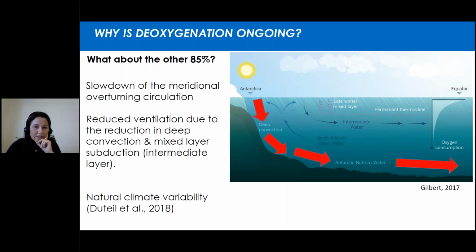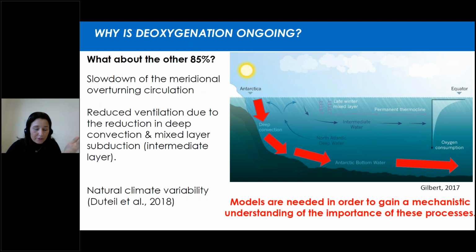This remaining 85% can be due to a slowdown of the meridional overturning circulation, which can be due to change in the winds in the Antarctic and in the Arctic Ocean. It can also be due to reduced ventilation in the deep convection regions, or to reduced mixed layer subduction due to increased stratification associated with global warming, but it can also be due to natural climate variability, as shown by several papers, and among them one recently published in Biogeosciences Discussions by Dutheil et al. That showed that this natural variability can play an important role in explaining the decrease of oxygen. So here, models are very important to gain a mechanistic understanding of the relative importance of these processes.